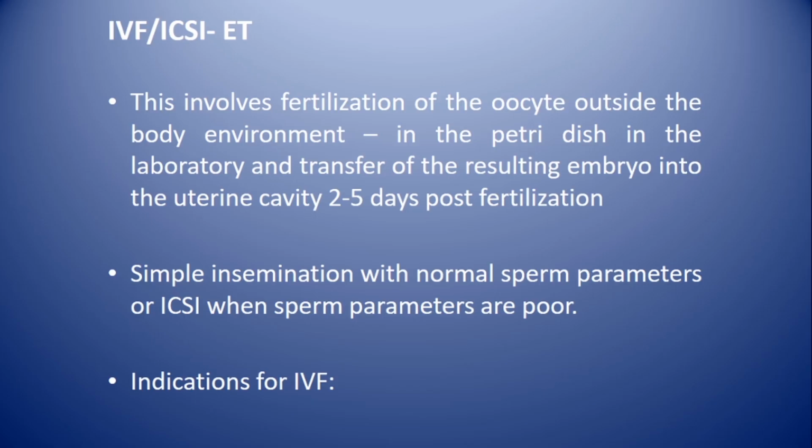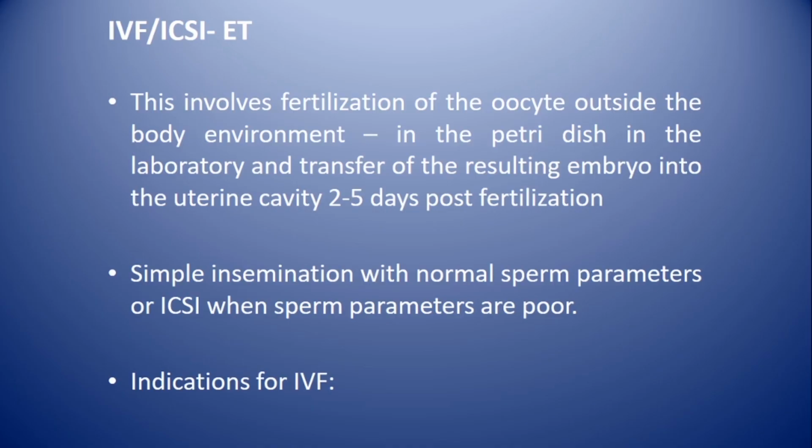But usually, simple insemination is done when the sperm parameters are normal. In simple insemination, that is the conventional IVF, the sperm is added to the egg in the petri dish and incubated overnight. And then they are examined for evidence of fertilization by checking for pronuclei inside the oocyte. But when the sperm parameter is very poor, you cannot guarantee fertilization. That is when ICSI comes into play.